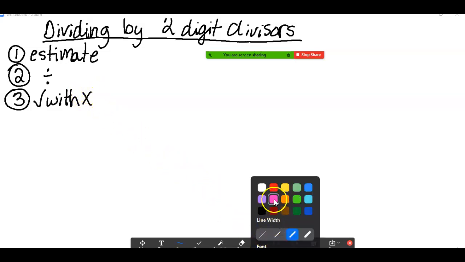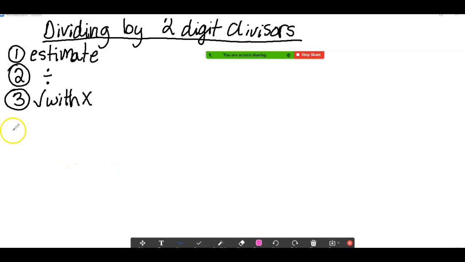So the first problem that I want to work on is 342 divided by 38. Well, I can see that this is a two-digit divisor that is not friendly to me at all. So I'm going to round this to 40.